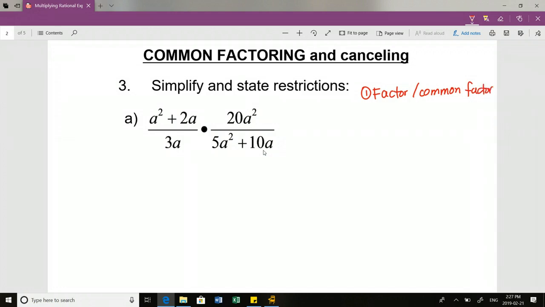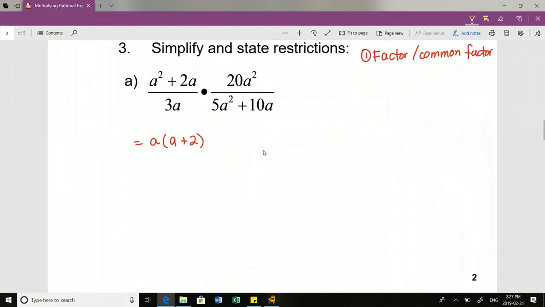All numerators and not all denominators, okay? If I just have a single term, I can't do anything with that. But if I have multiple terms, then I will common factor if possible or do other types of factoring. So in this top left numerator, I can common factor an a, not cancel, sorry. And I would be left with a plus 2 in my brackets.